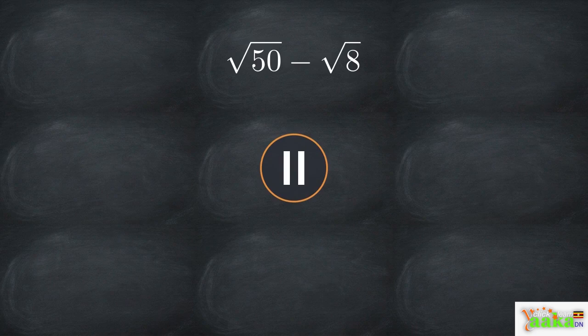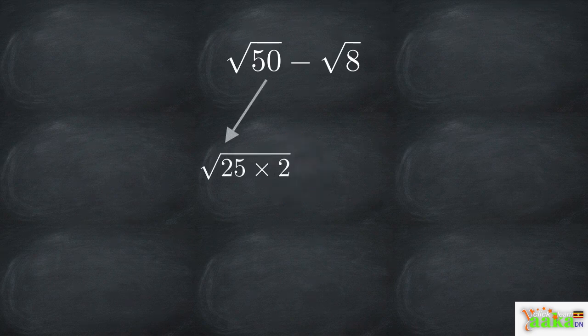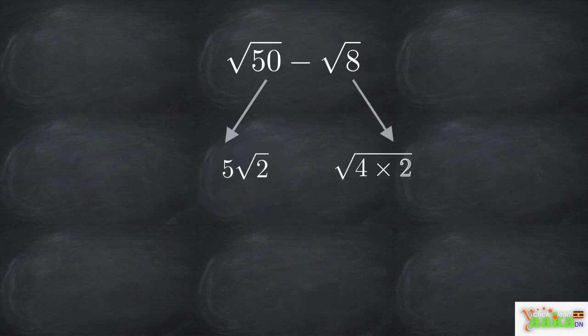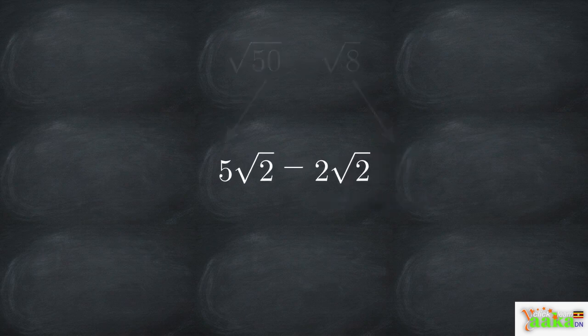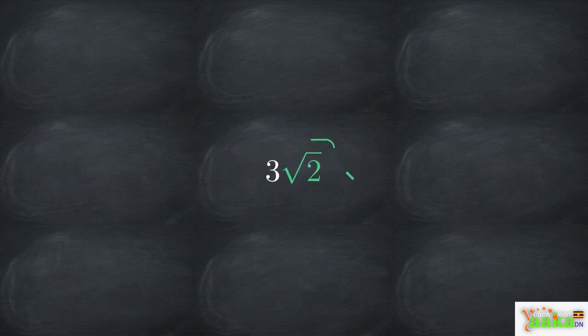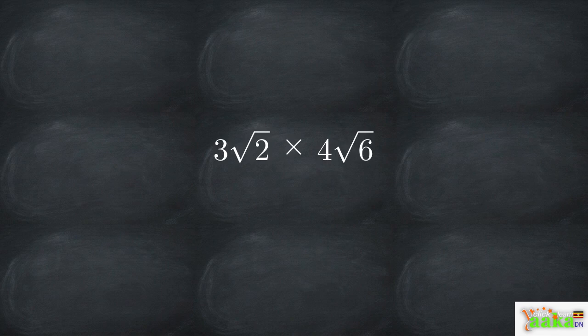Pause the video here and extract the perfect square factors from both roots before attempting to subtract. Root 50 contains the perfect square 25, which simplifies to 5 root 2. Root 8 contains the perfect square 4, which becomes 2 root 2. Now that we have exposed the identical roots, 5 root 2 minus 2 root 2 leaves us with 3 root 2.